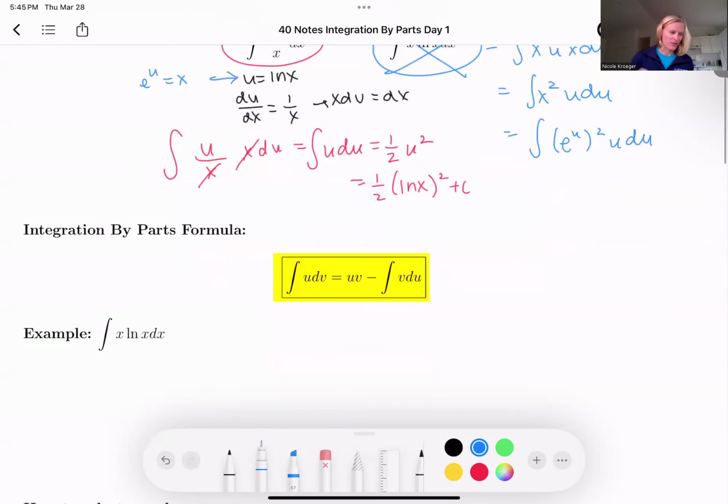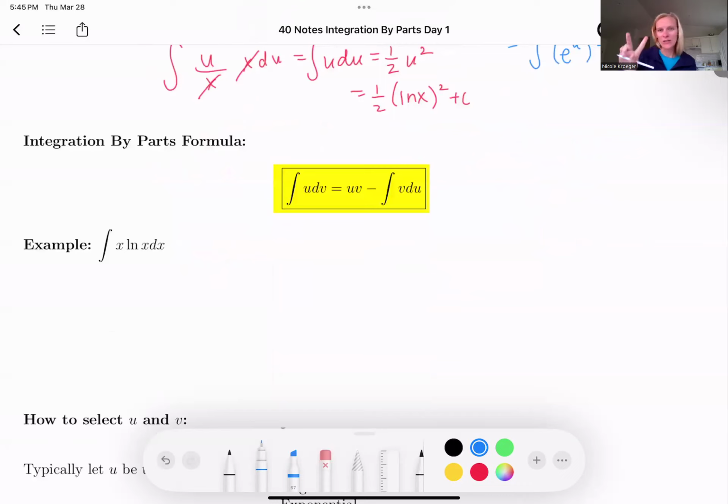In integration by parts, what we do is we identify two things. We identify u and dv. So you have to be careful that your u's and your v's don't look the same. And then we do this expression over here, which looks kind of weird. So let's jump into an example and see how this works.